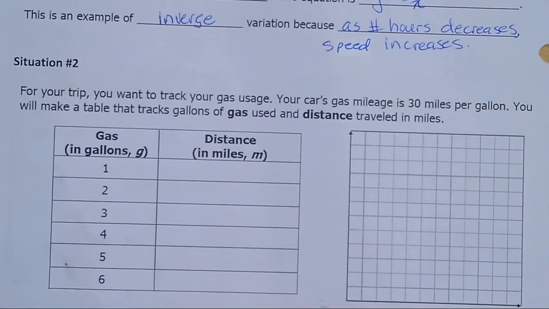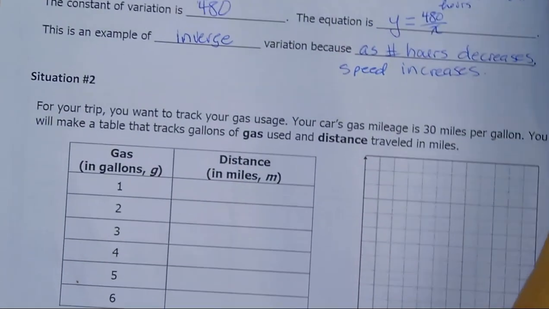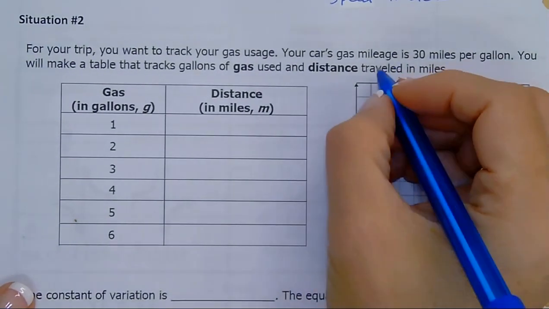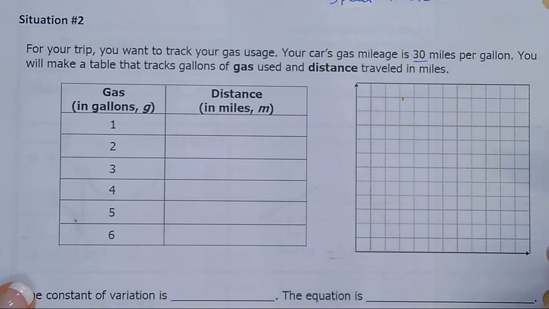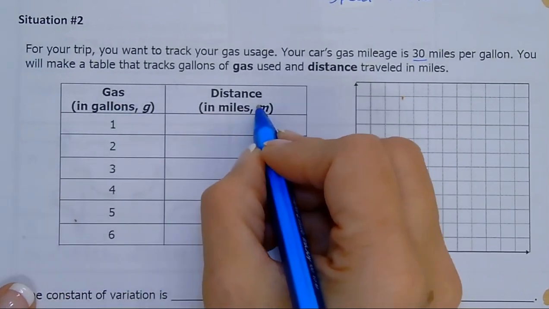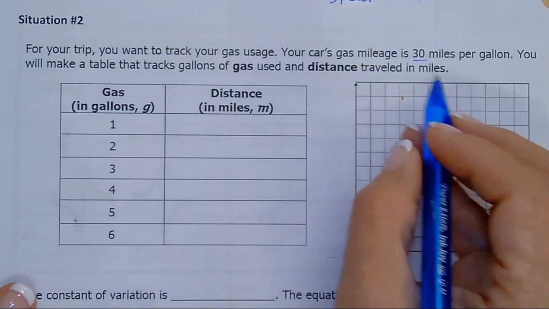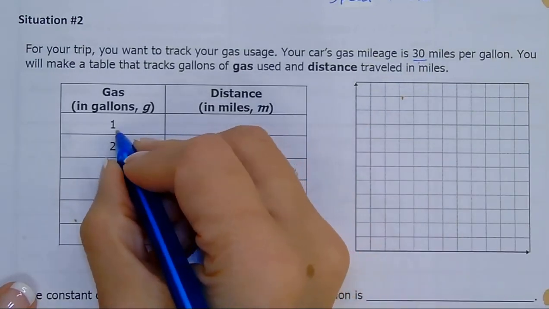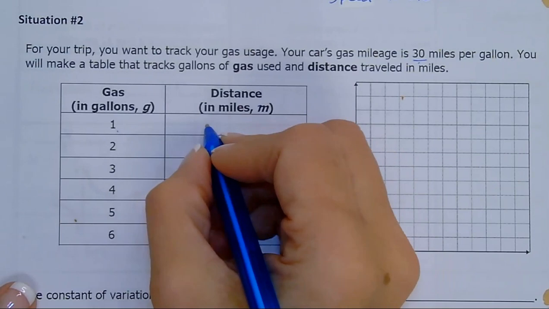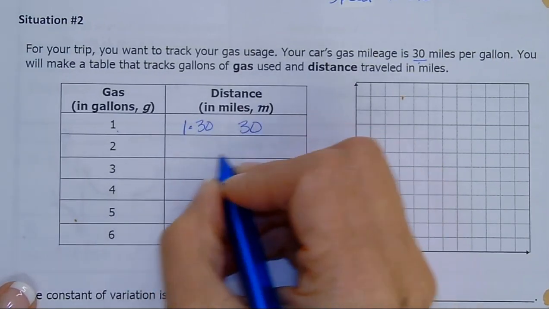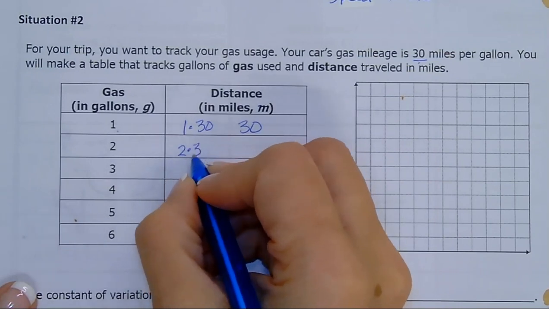Situation number 2. For your trip, you want to track your gas usage. So your gas mileage is 30 miles per gallon. So you're going to make a table that tracks the gallons of gas used and the distance traveled. Gallons of gas, distance traveled. Okay, so gas mileage is 30 miles per gallon. So if I have 1 gallon, then I can go 1 times 30. I can go 30 miles, right? If I have 2 gallons, I can go 2 times 30.